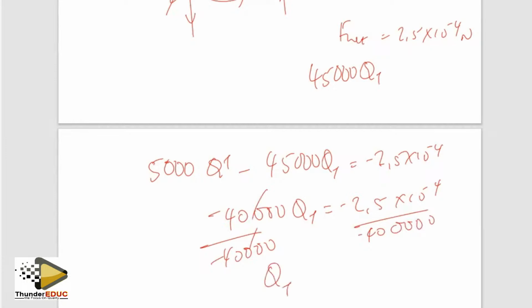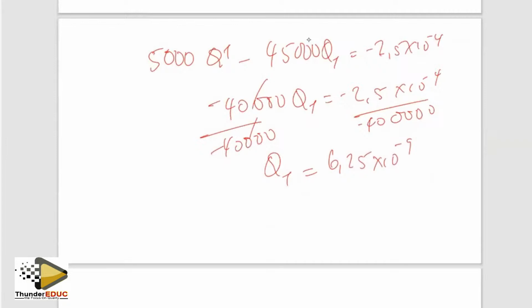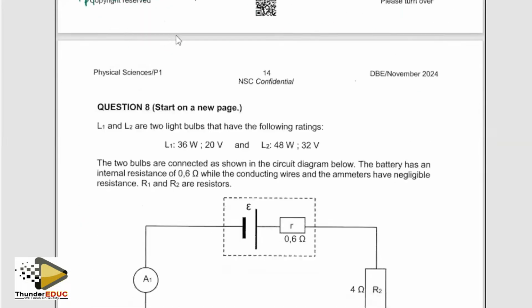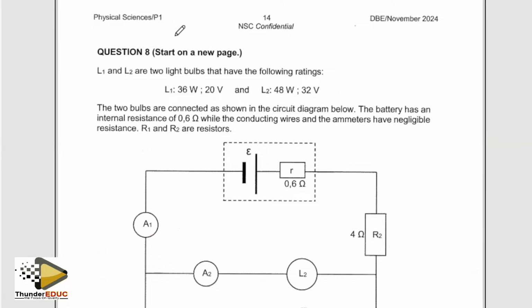So Q_T is 2.5 times 10 to the negative 4 divided by 40,000. All right, so I'm getting 6.25 times 10 to the negative 9, or you can just write it as 6.25 nanocoulomb. All right, so that is my approach to that question 7. Question 8.